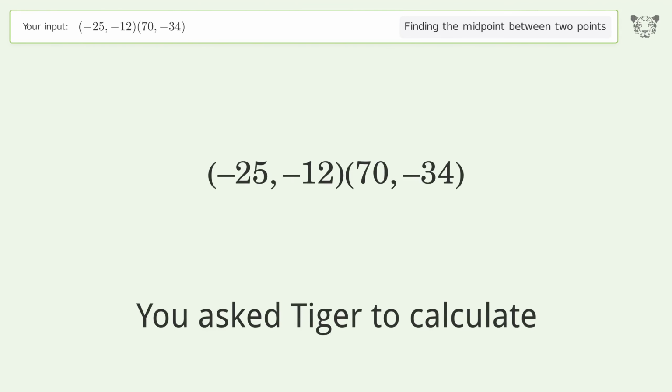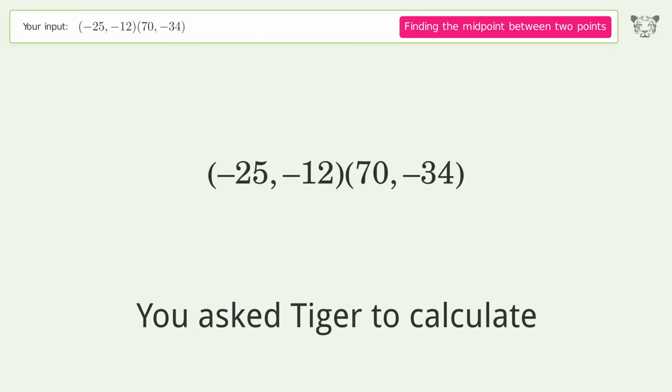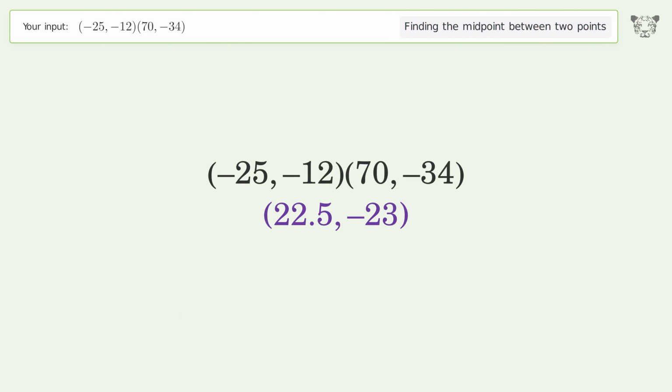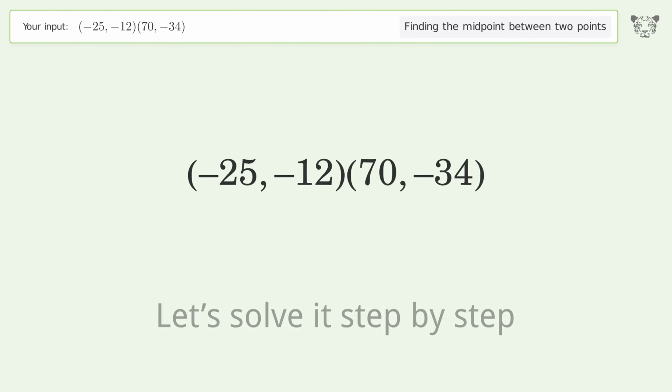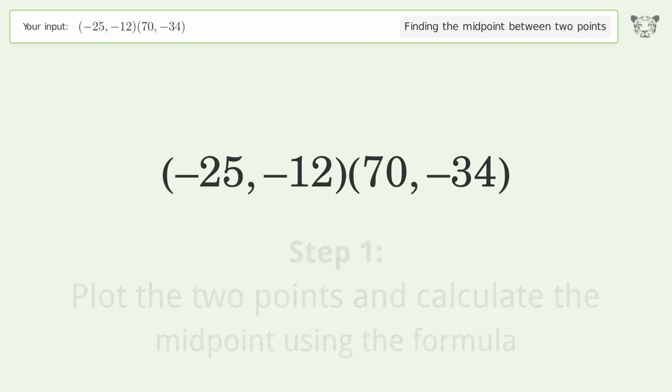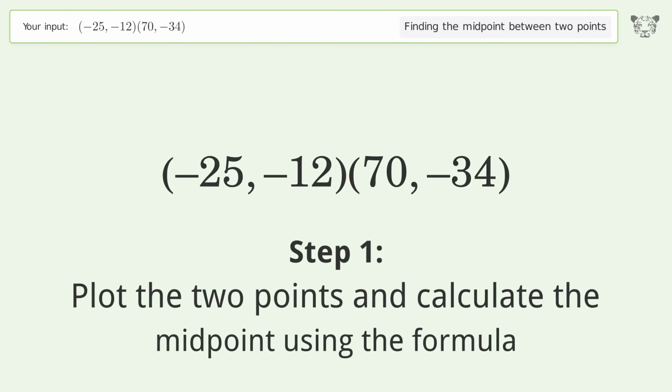You ask Tiger to calculate. This deals with finding the midpoint between 2 points. The midpoint between the 2 points is 22.5, negative 23. Let's solve it step by step. Plot the 2 points and calculate the midpoint using the formula.